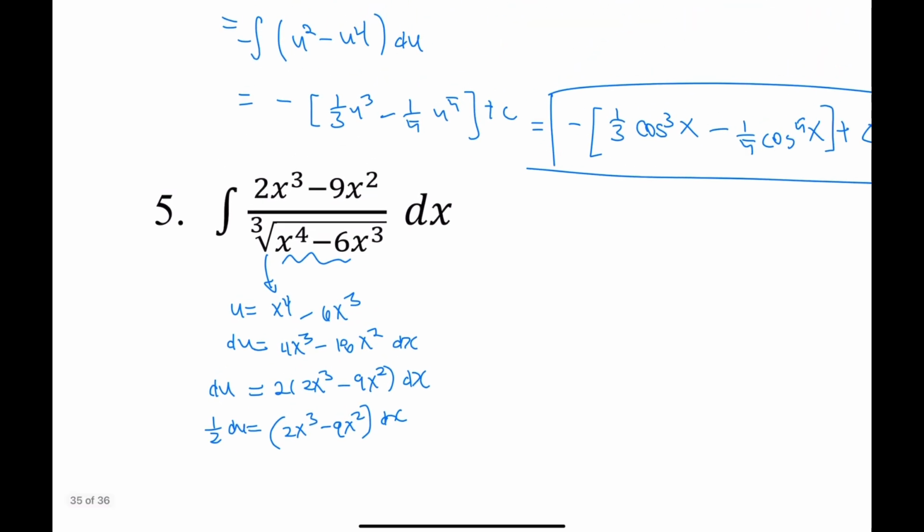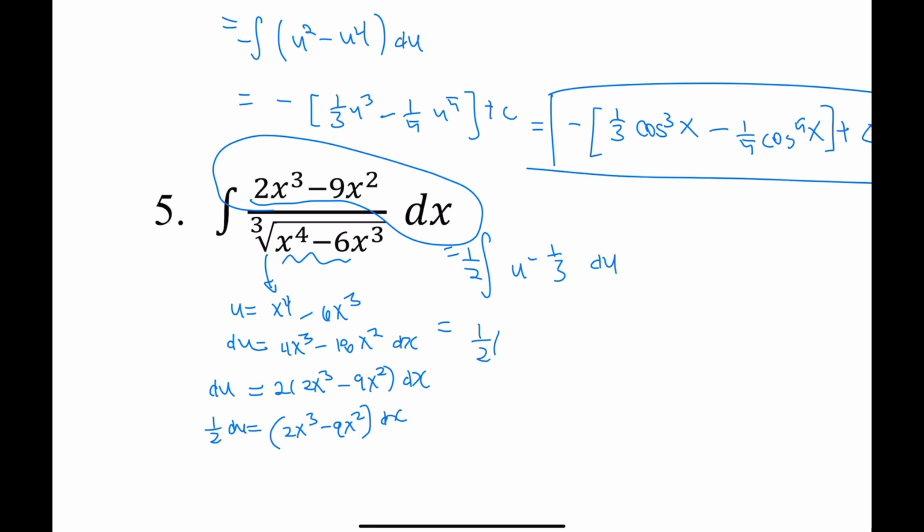Okay, and then let's plug this back in. So we got u to the negative 1/3 power, and then this whole thing is 1/2 du. So that's that. And then we're going to integrate now. So we're going to say 1/2 times 3/2, and then u to the 2/3, pretty confusing, plus c. And then that means 3/4 times u to the 2/3.